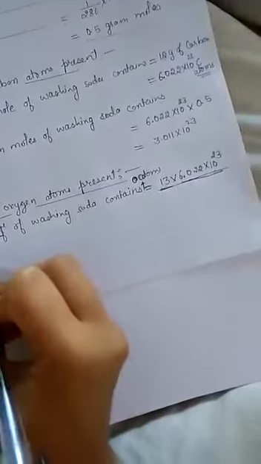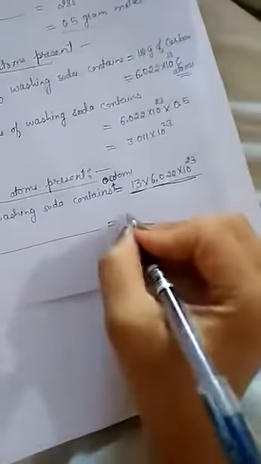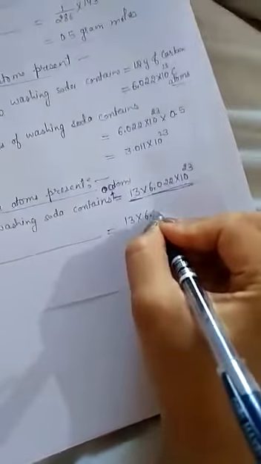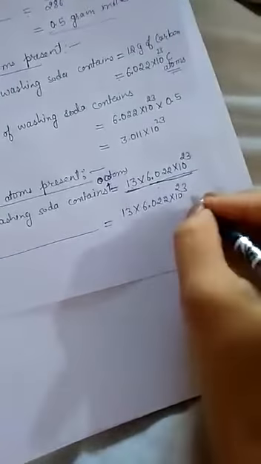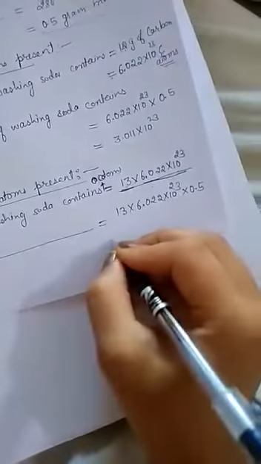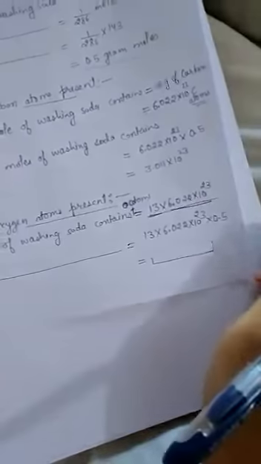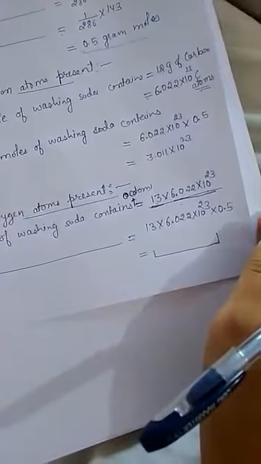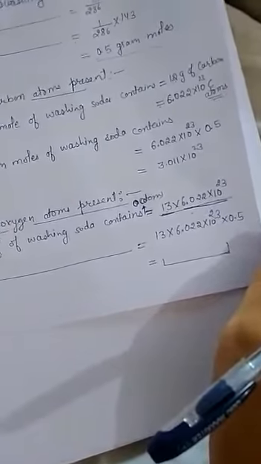13. And we have to calculate how many atoms 0.5 gram mole of washing soda contains: 13 multiplied by 6.022 into 10 raised to power 23 multiplied by 0.5. So what value will come? You will tell me, and you will also calculate the number of sodium atoms present and hydrogen atoms present.